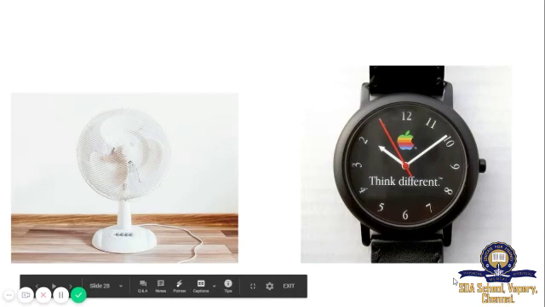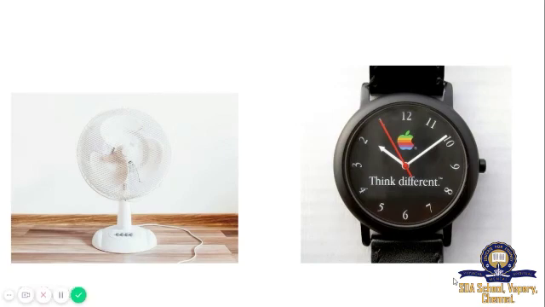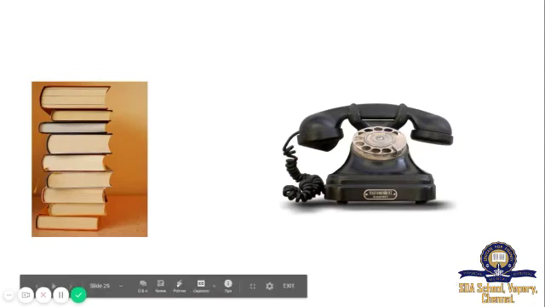Okay, then, oh my god, very confusing. Okay, one side is table fan, other side is watch. Which is a machine? You might be thinking, watch is a machine, then table fan is also a machine. Yes, you're right. Both are machines. Next, here, obviously, telephone is a machine. Okay, not the book. Telephone is a machine.